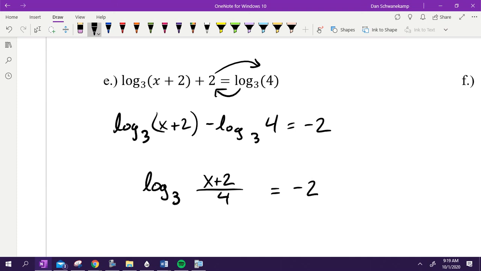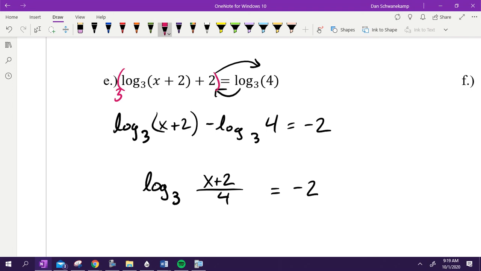Yes, ma'am. Is the plus 2 what keeps you from just taking a base of 3 on both sides? Yes, because it would be 3. Yeah, because the 3 and the log base 3 would not cancel anymore. So great question. If I did this, then I would have to do 3 to a power to that whole side. And that's not going to cancel because of the plus 2 up there.